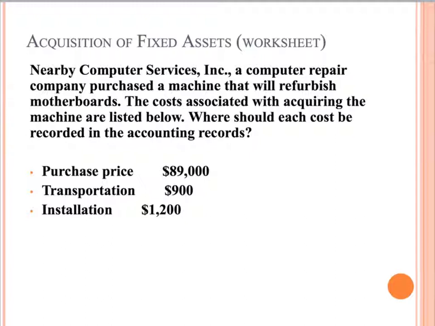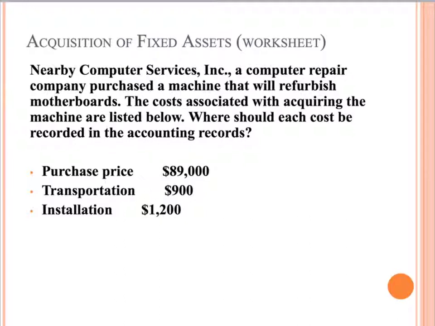There is a worksheet in the File section, and it is entitled Acquisition Notes and Worksheets with Solutions. We're going to look at an example and walk through. This is the acquisition of a fixed asset for machinery and equipment. Nearby Computer Services, a computer repair company, purchased a machine that will refurbish motherboards. The costs associated with acquiring the machine are listed below. Where should each cost be recorded in the accounting records?